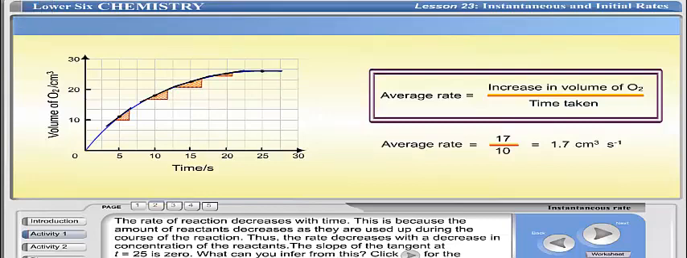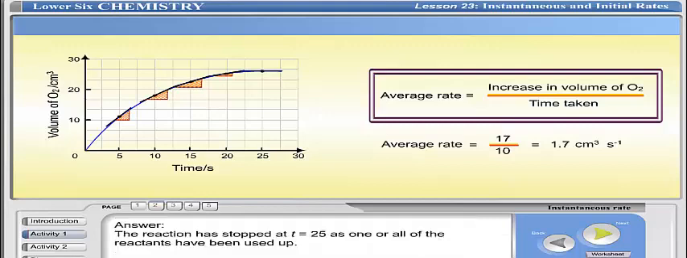The slope of the tangent at t equals 25 is 0. What can you infer from this? Click Next for the answer. Answer: The reaction has stopped at t equals 25 as one or all of the reactants have been used up.